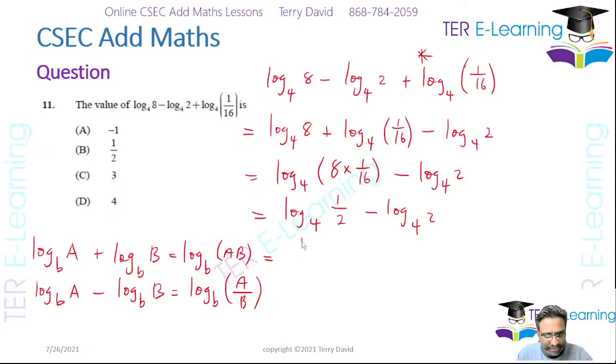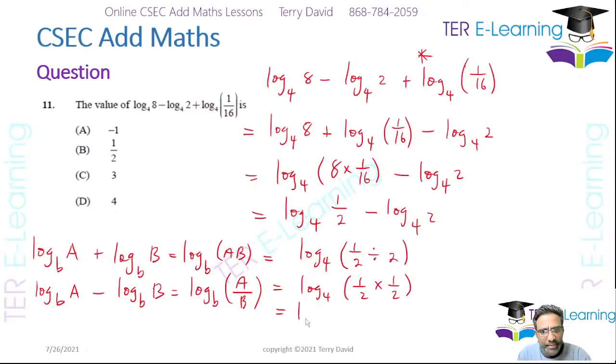So now we're subtracting these logs here. If you're subtracting logs, we need to divide. So this is going to be a half divided by 2. A half divided by 2 is the same as saying log to base 4 of a half multiplied by 1 over 2, and this is going to give me log to base 4 of a half by a half, which is a quarter.